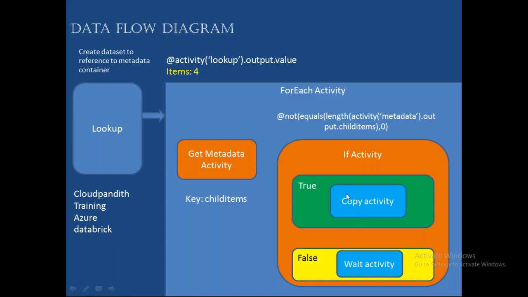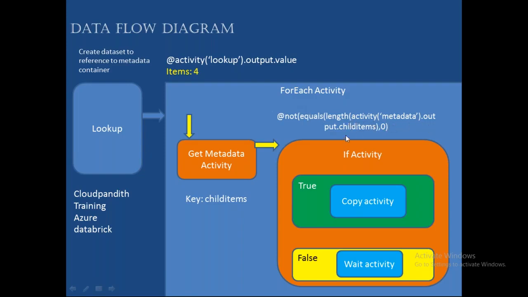Okay, basically you will have a copy activity and a wait activity. This is the flow. Now let's say you have 4 items. First I have passed the first item to get metadata, meaning Cloud Pandit I have passed. What happens now? This get metadata will go into Cloud Pandit and check whether we have any items in it. If we have any items, I will check them in the if activity. In the if activity, this is the condition I will check.